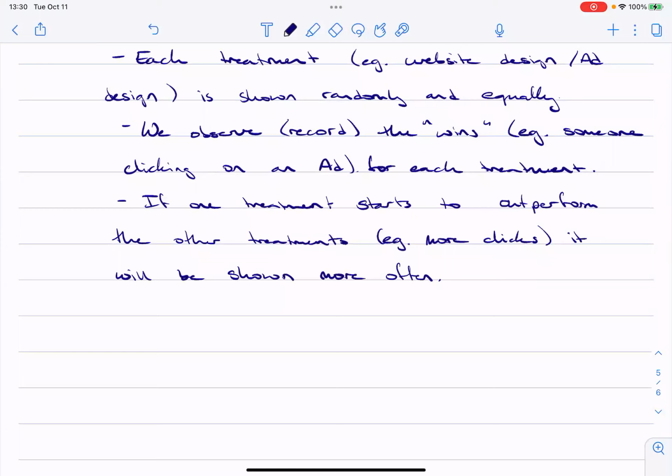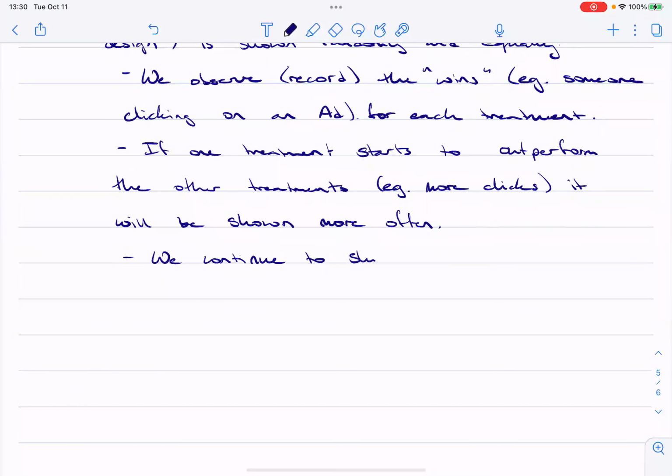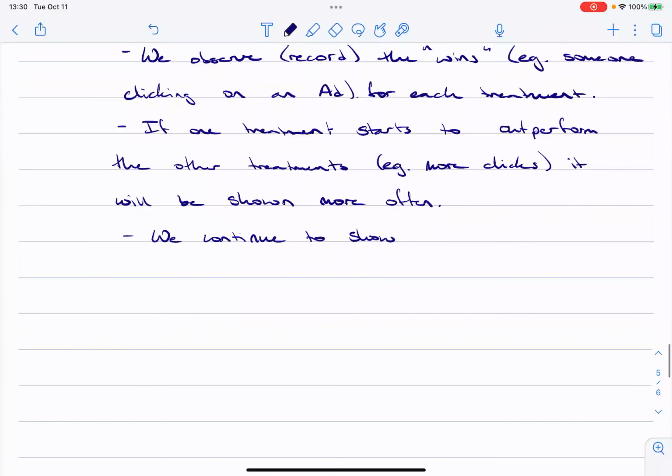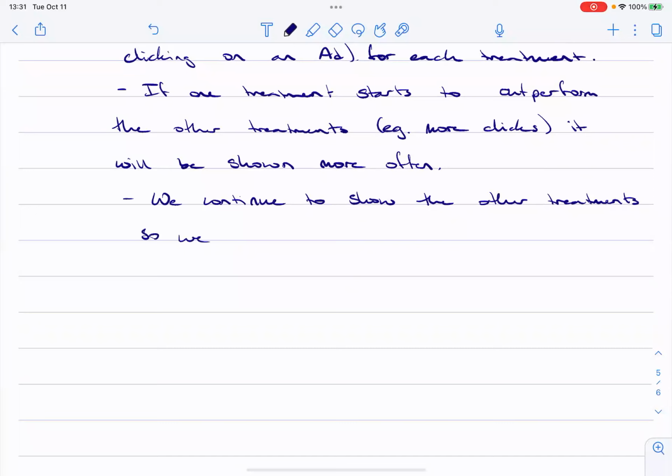We continue to show the other treatments so that we can make adjustments over time.